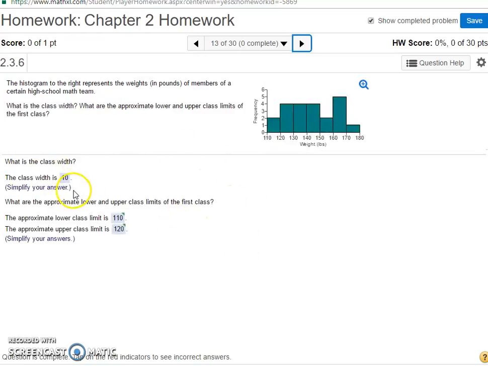So here they're asking about the class width. So each class is represented by its own bar. So there's one class from 110 to 120, but you notice the next class is from 120 to 130. So the class width here is 120 minus 110, which is 10. The approximate lower class limit here is going to be what? That 110, and the approximate upper class limit is going to be 120 of that first class.